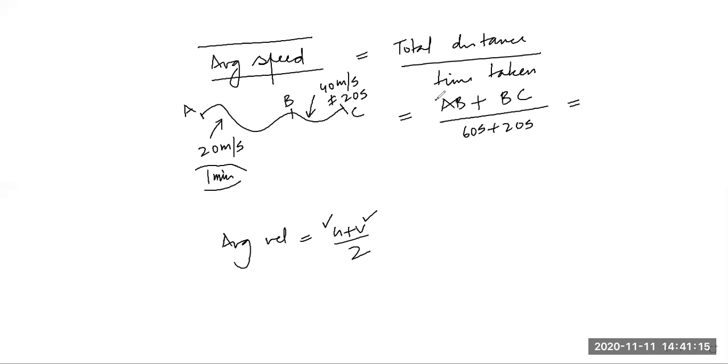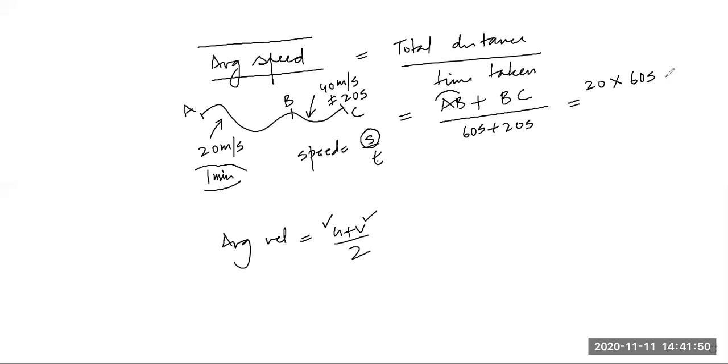Now, students, can you tell me how to calculate AB? So distance traveled is speed into time. Remember, see, speed is equal to distance by time. So distance traveled is speed into time. How much is the speed? 20 meter per second into time. How much? 1 minute, 60 seconds.